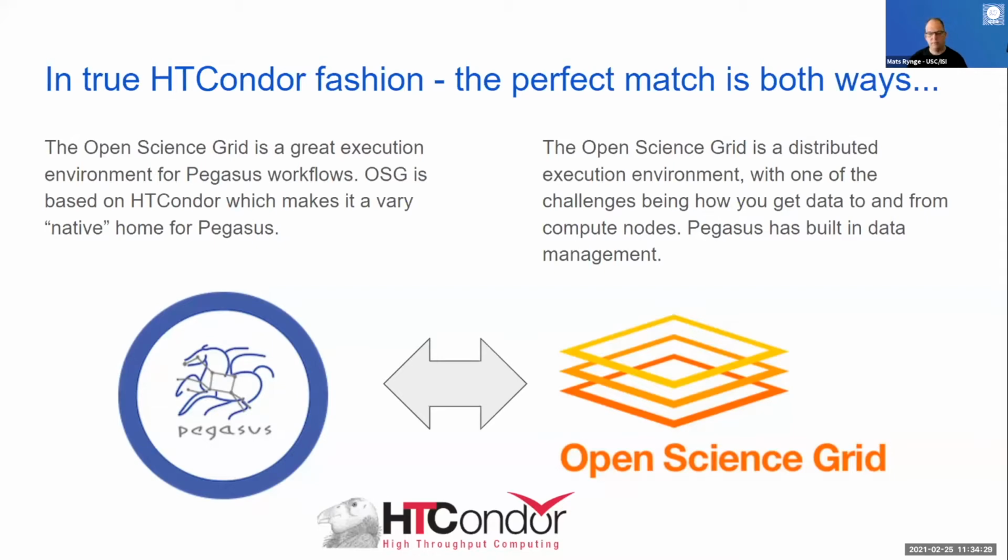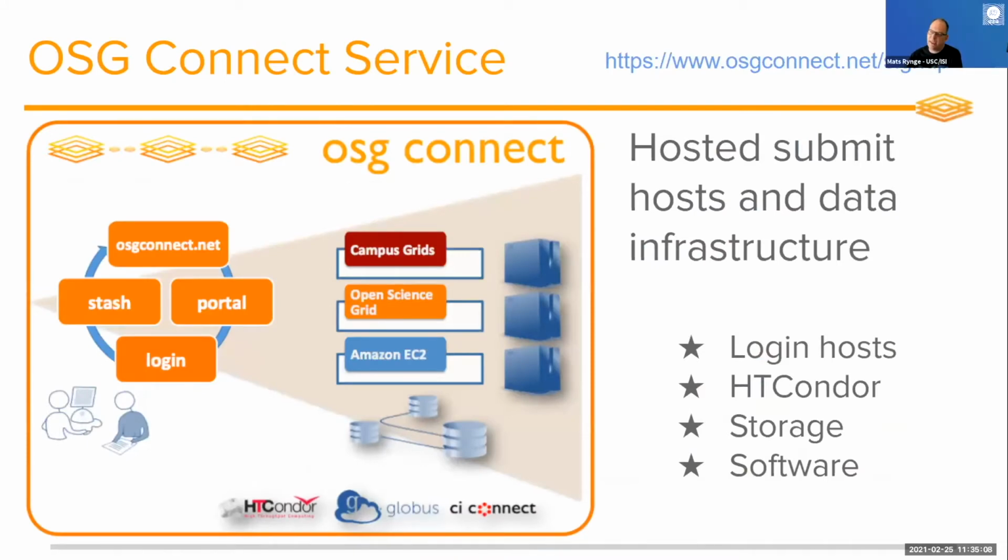And part of that is it's HTCondor based. It feels like a very native home for Pegasus to use. But this goes both ways. Open Science Grid being a distributed environment, there are some challenges, such as how do you manage data? How do you transfer data back and forth? And Pegasus is a great tool to help with that problem. So that's the main takeaway. And I'm going to talk more about the data challenge and give some hints on how to use Pegasus on OSG.